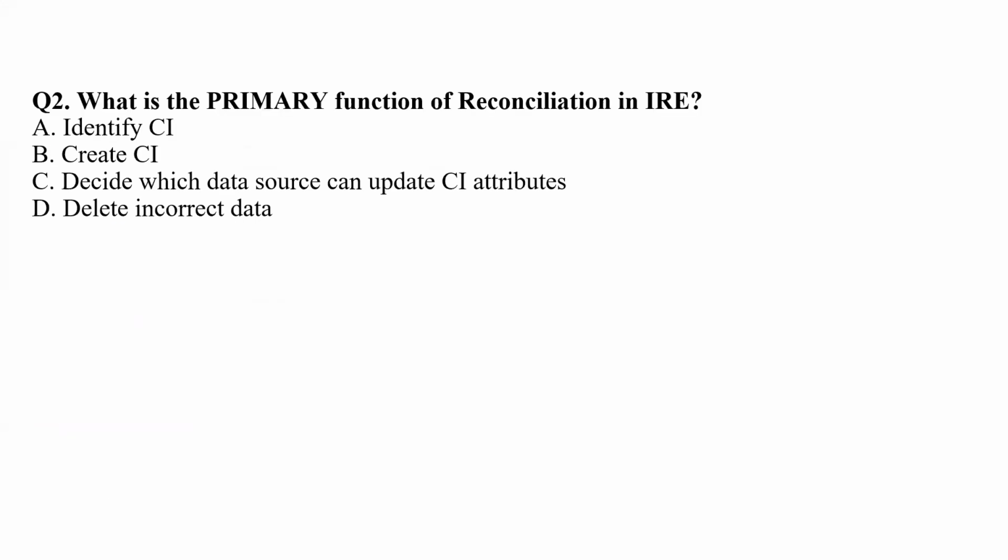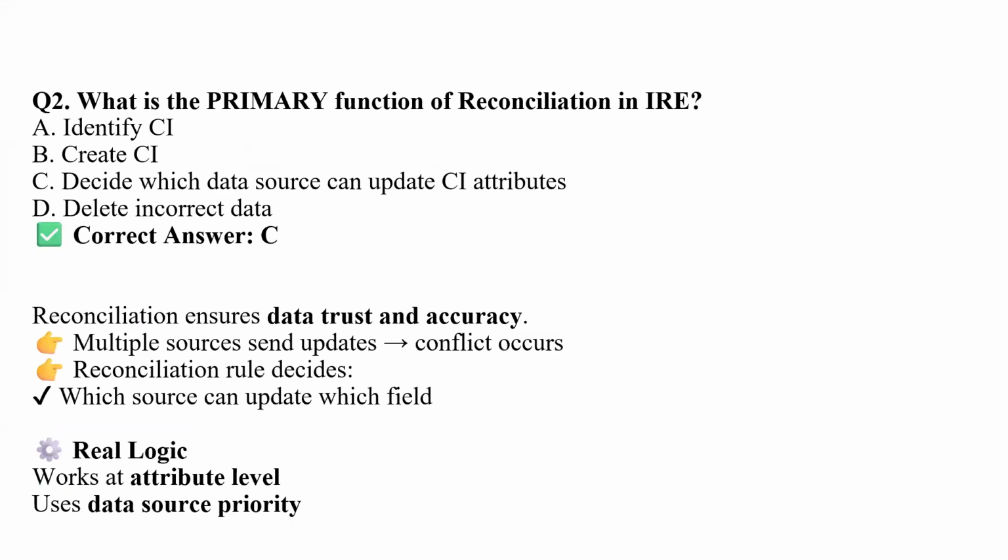Then what is the primary function of reconciliation in IRE? Option A, identify CI. Option B, create CI. Option C, decide which data source can update CI attributes. Option D, delete incorrect data. The correct answer is option C, decide which data source can update CI attributes.